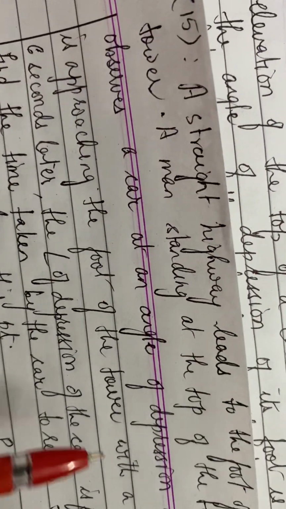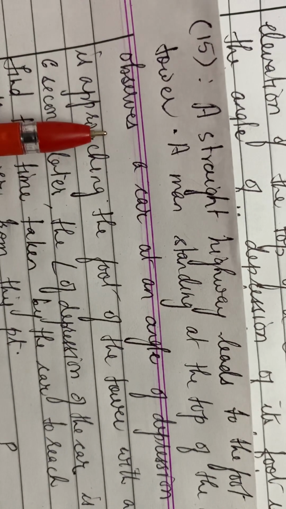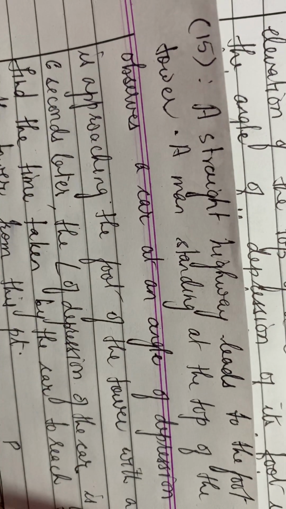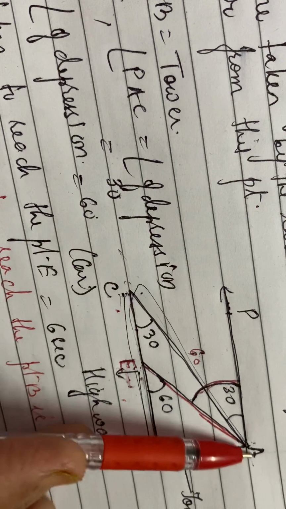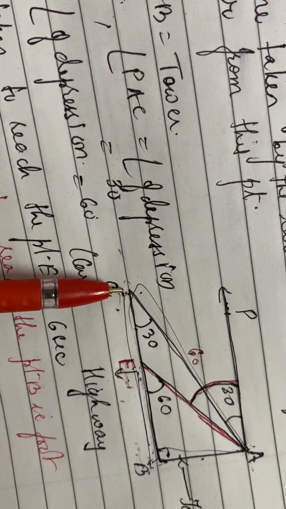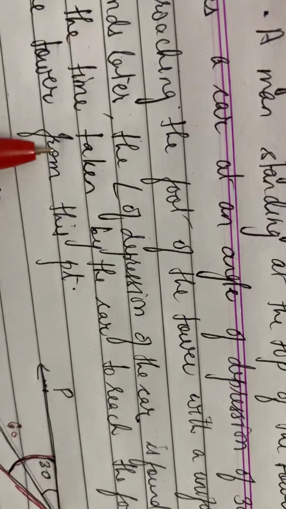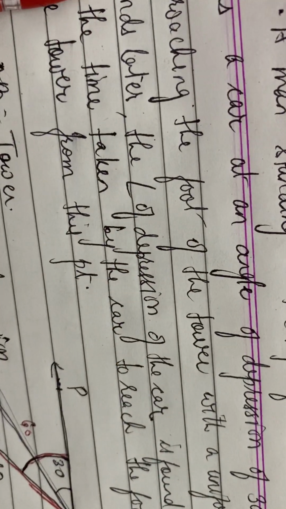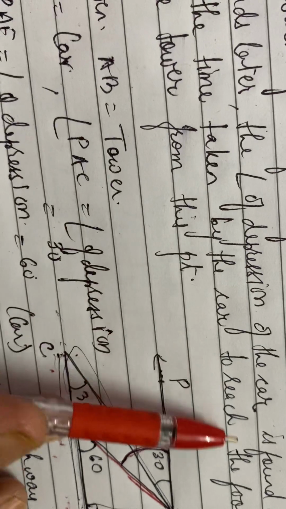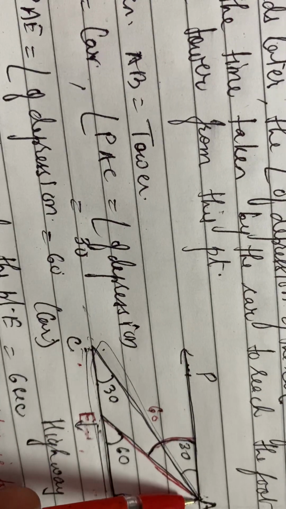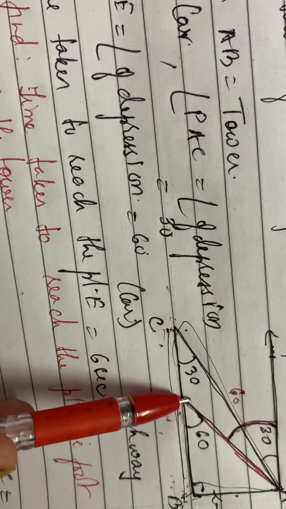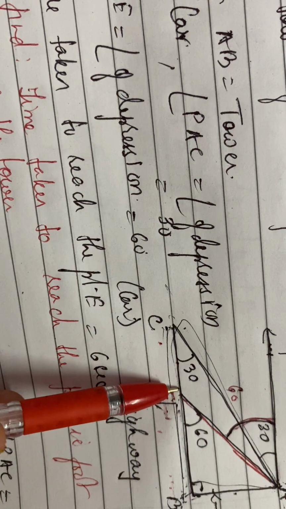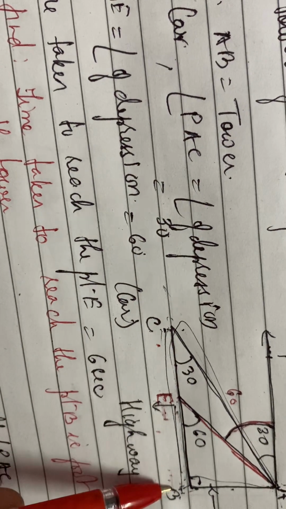What is given to us? Again come to this sum. It says that a man standing at the top of the tower observes a car at an angle of depression of 30 degrees, which is approaching the foot of the tower. The car is trying to approach the foot of the tower. Six seconds later, the angle of depression of the car was found to be 60 degrees. From here, the man is observing the position of the car. So 6 seconds later, this is the new position of the car. What do we have to find out? The time taken by the car to reach the foot of the tower.